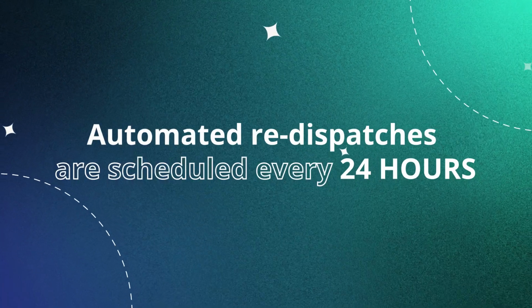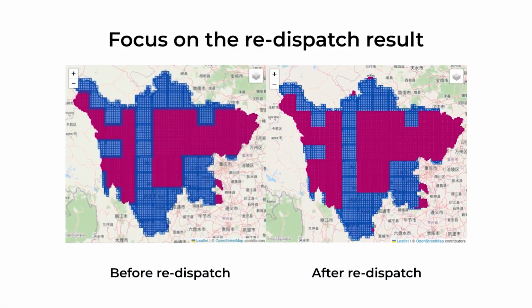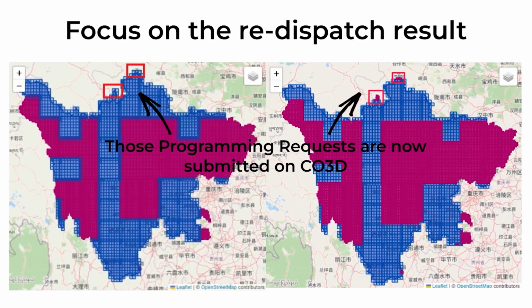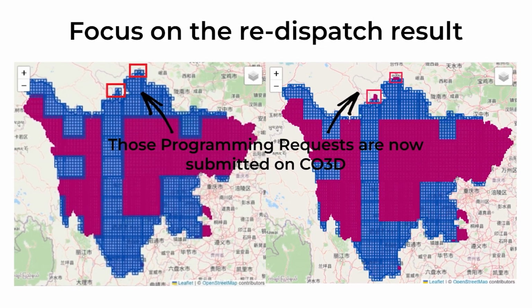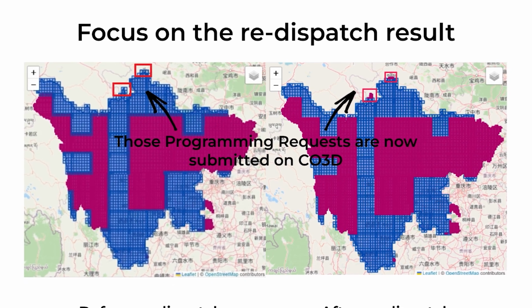Once per day, an automatic redispatch is triggered. Comparing the first and second dispatch results, 2 programming requests originally assigned to the Pleiades Neo constellation were cancelled and resubmitted to CO3D, reducing total completion time.